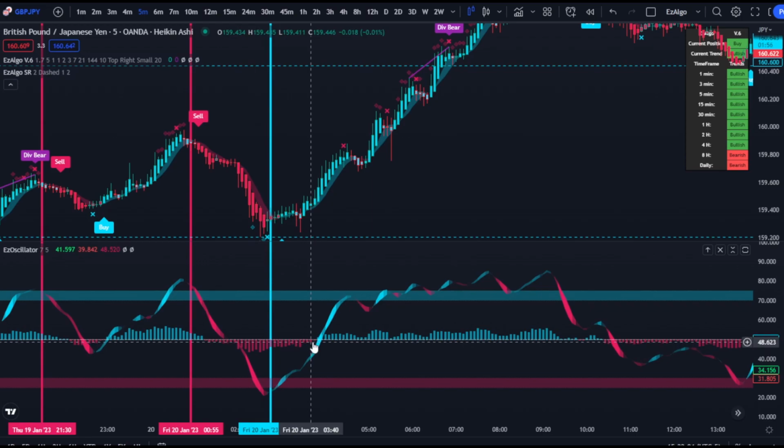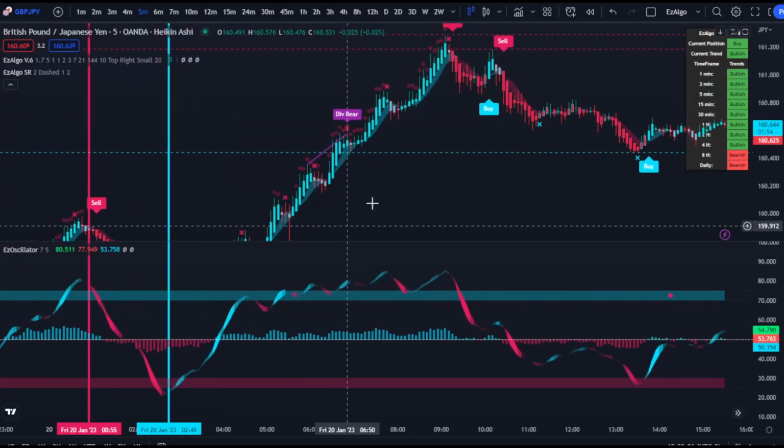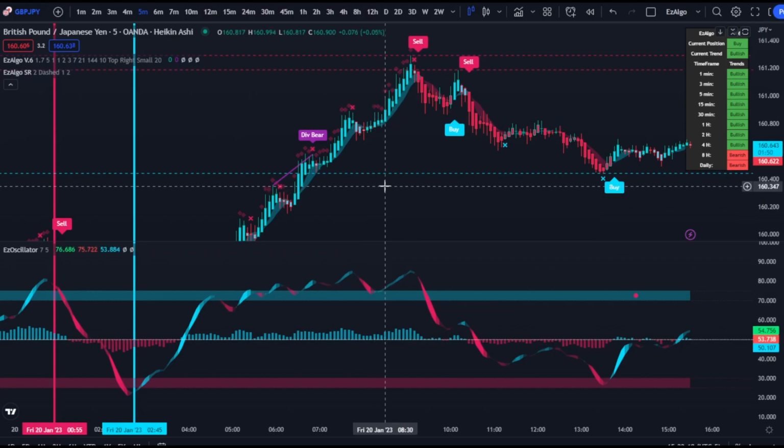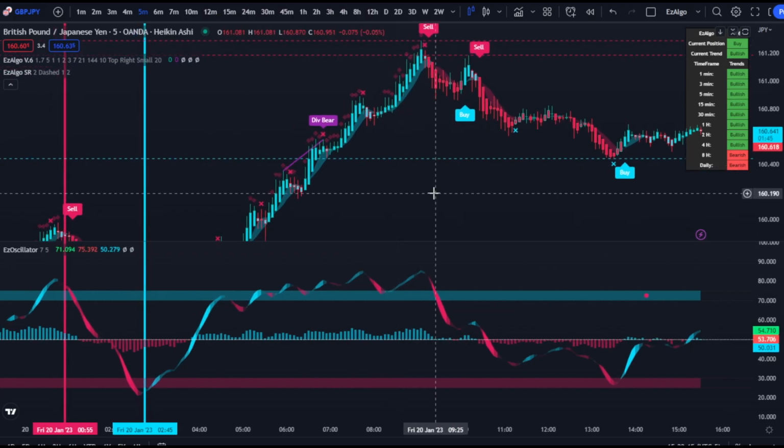Volume flips from red to blue, price goes up. So this is a super accurate indicator. The volume in and of itself is the indicator, so don't neglect the volume. Something else you can do with the oscillator is actually help mitigate false signals.